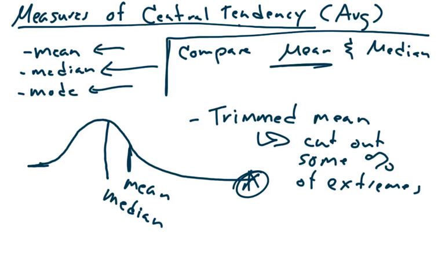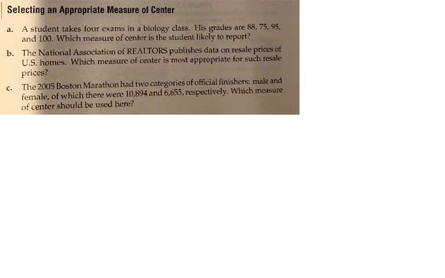Now the mode doesn't really show us the average, it just shows us the frequency, okay? So that's going to be used in other ways, all right? So let's go through a couple of examples. We have: select an appropriate measure of central tendency to use.